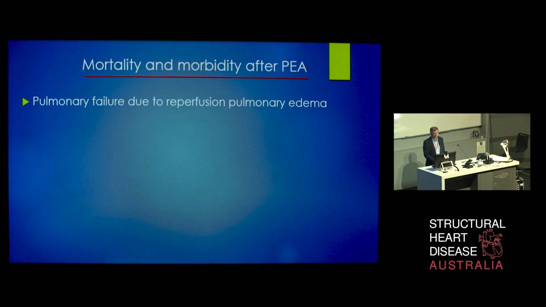So the mortality and morbidity after a pulmonary endarterectomy is related to pulmonary failure due to reperfusion pulmonary edema. It's very similar to what we'll sometimes see after lung transplantation. But interestingly, we don't see it all that often these days. Multi-organ system failure really means that we have chosen unwisely, and these are patients that probably should not have undergone operation, but undergone BPA.